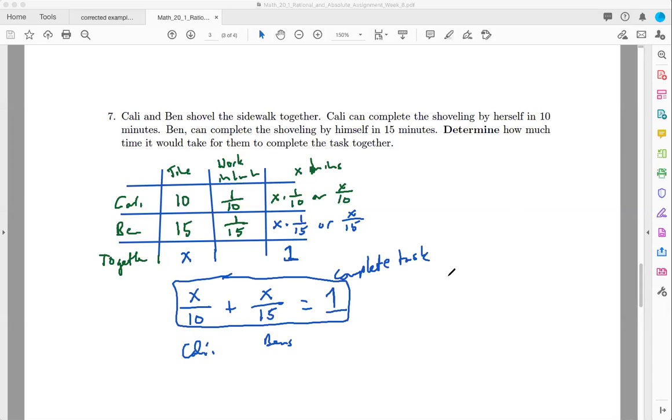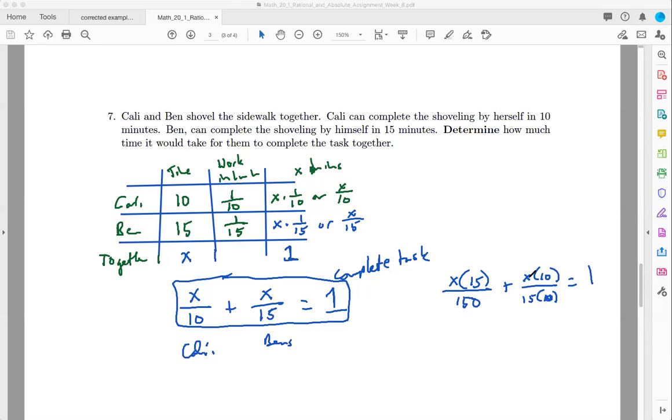So this is the equation that we're going to solve. How do we do this? We're going to have to get a common denominator. So 10 times 15 is 150. So this is going to be x times 15, and then on this side, x times 10, over 15 times 10. And then that's going to equal 1.